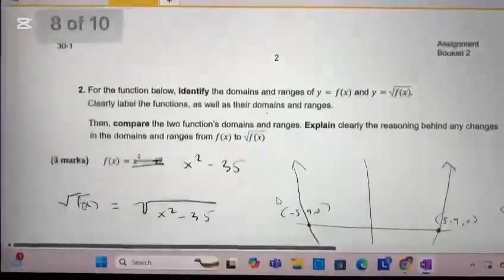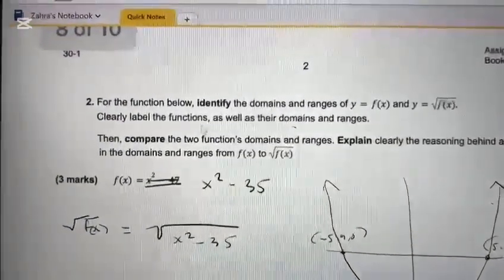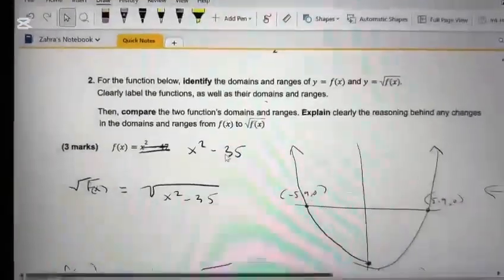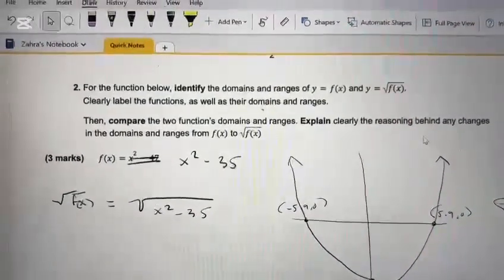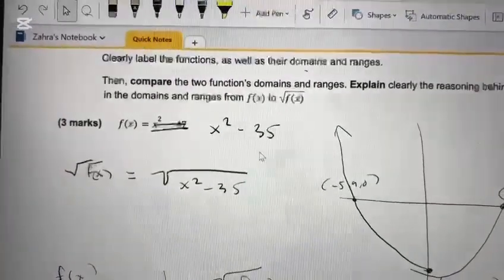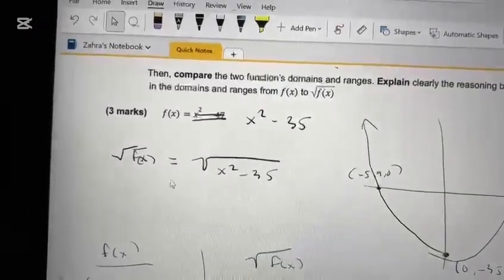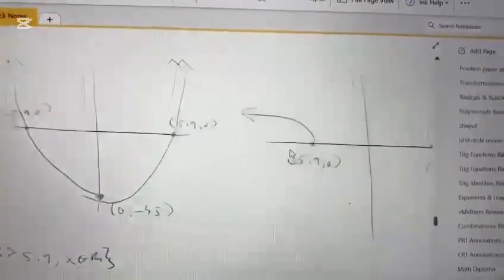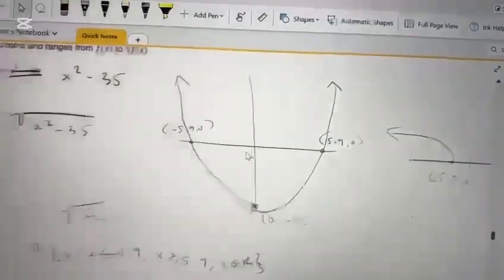And then question 2, identify the domain and range of y equals f of x and y equals root of f of x, and label the function and its domains and ranges. Then we're going to compare the domains and ranges and explain the reasoning for any changes. So I have this new equation here, f of x equals x squared minus 35, and so the root of f of x is equal to this equation. This is the original f of x. I just made a rough sketch, and this would be the square root of that function.